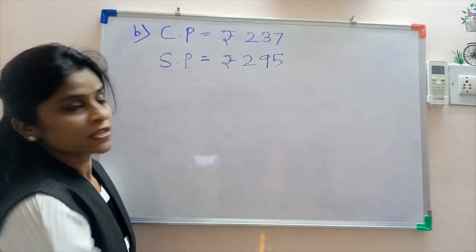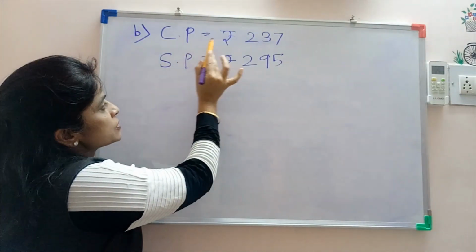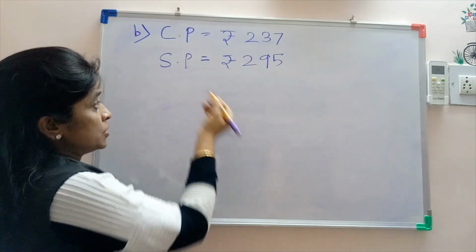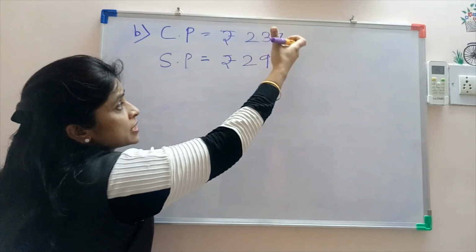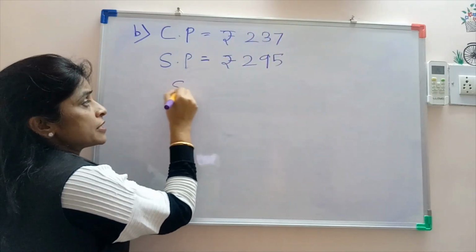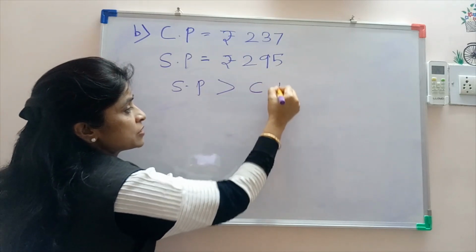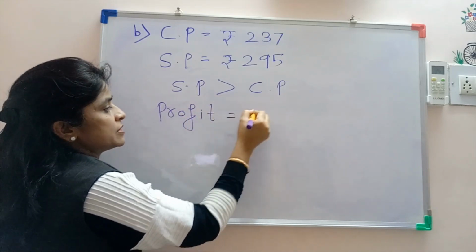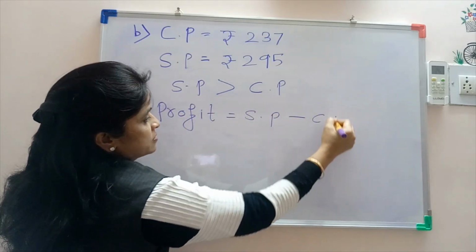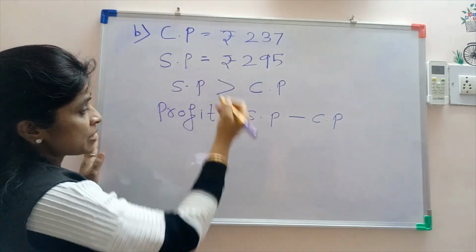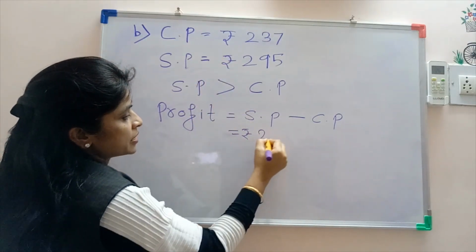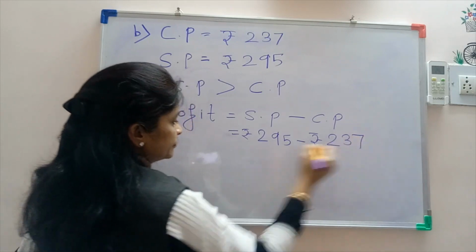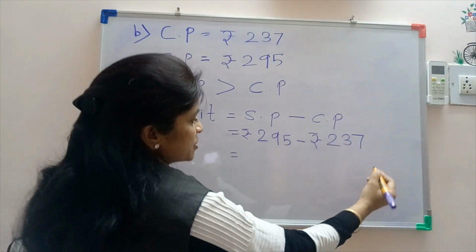Now see the solution for this example. Now here cost price is equal to rupees 237 and selling price is rupees 295. Now here selling price is greater than the cost price, so it is profit. Profit is the difference between selling price and cost price. So what selling price is given here? Rupees 295 minus rupees 237.